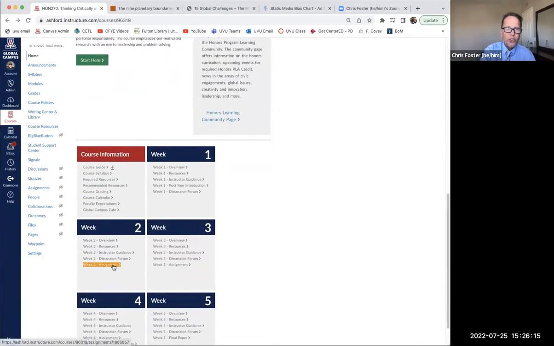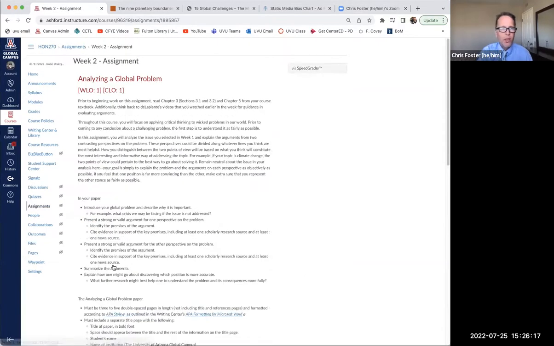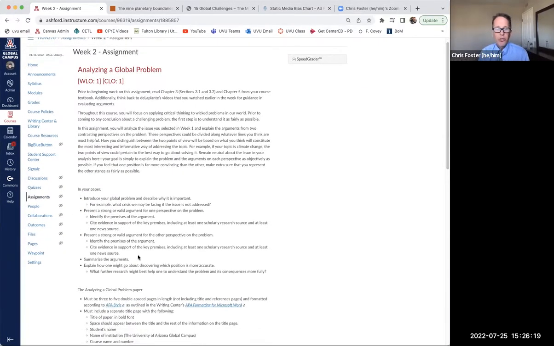Let's take a look at the Week 2 assignment. This has you analyzing your chosen topic, your global problem, and you're presenting arguments on both sides of the issue. Now, unlike in real life, where people often approach issues from a very partisan perspective and just argue for their side and seek to debunk others, in critical thinking and logic, we seek to address issues from a more objective point of view. You're going to present reasoning fairly on both sides of the issue and then evaluate it using the tools of logic and critical thinking.